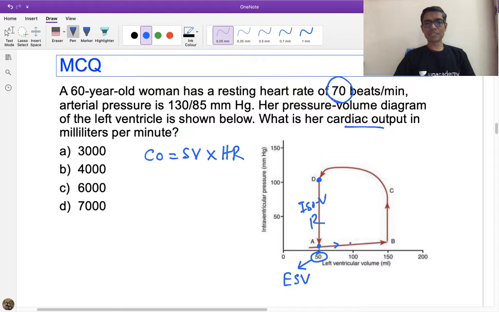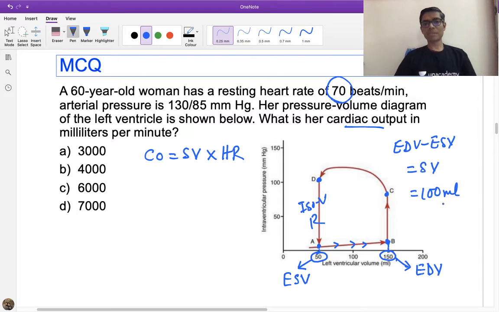Then the ventricular filling is going on. At the end of ventricular filling, the volume of blood is at point number B. If I drop a perpendicular from here, that is cutting 150 ml. So this 150 ml blood is the volume at the end of diastole. This is EDV, end diastolic volume. Whether you take this B or point C, the volume is the same. We know EDV minus ESV is nothing but our stroke volume. So here the stroke volume is 150 minus 50, which is 100 ml.